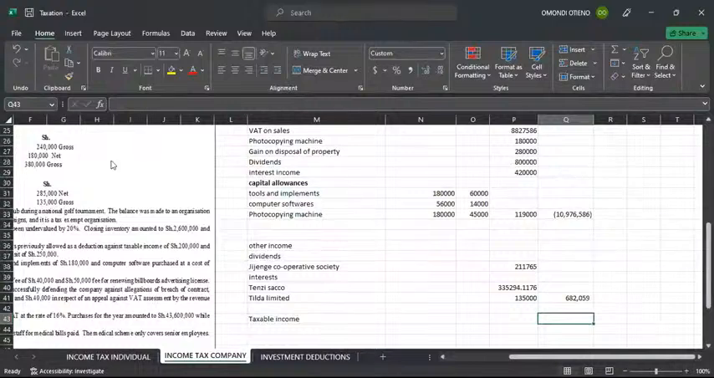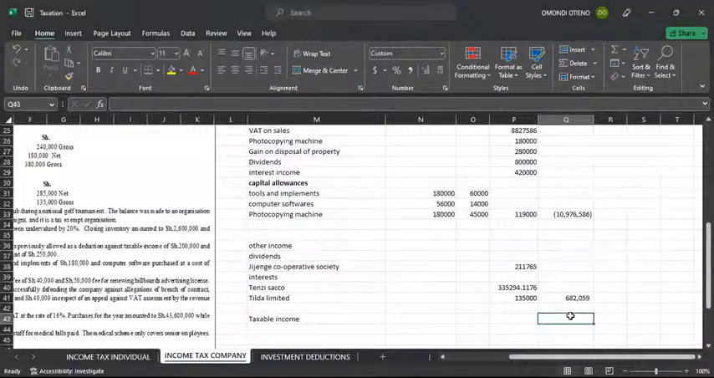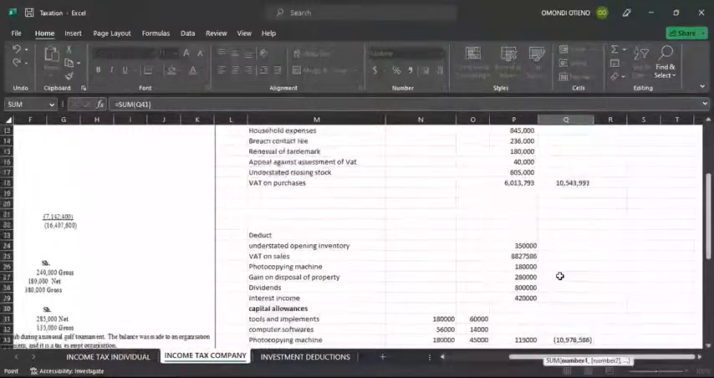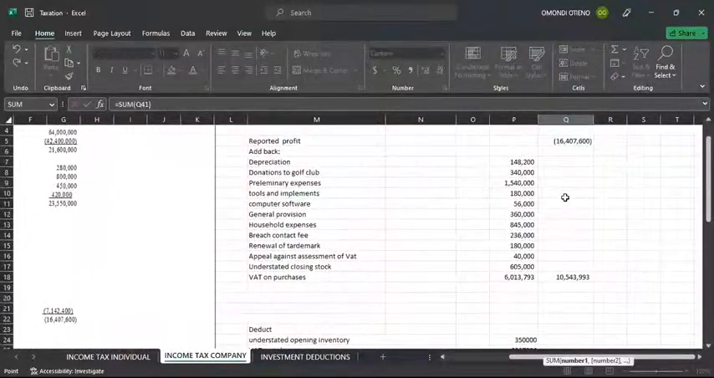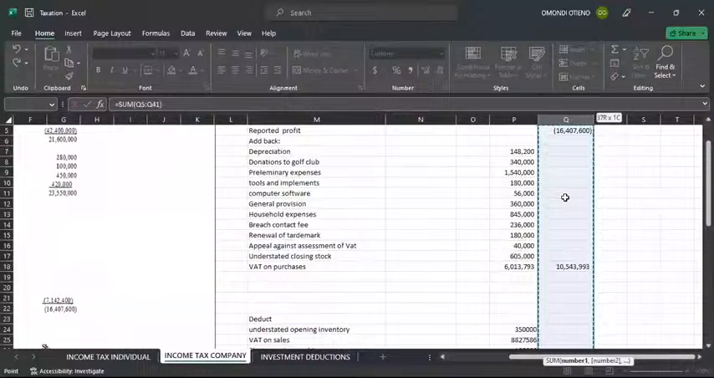Taxable income ni ngapi? The summation of the values in column Q. Ni ngapi? Yes, let me see your figures. Negative 16,158,134.